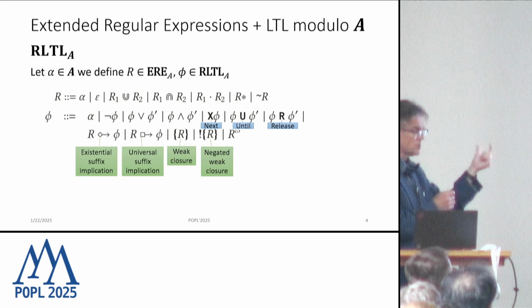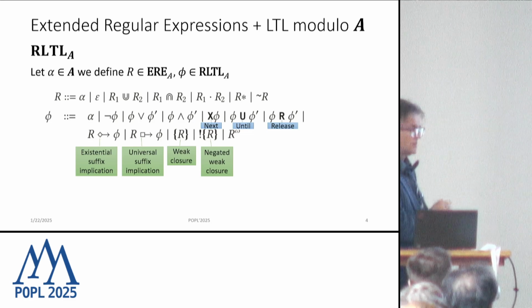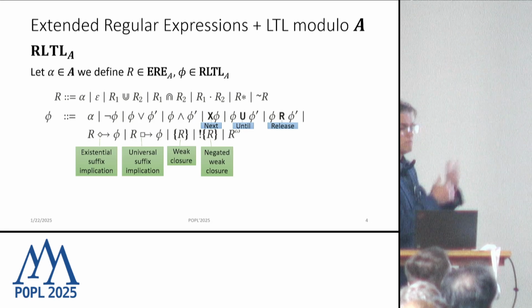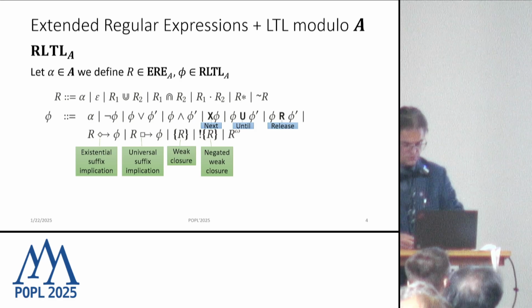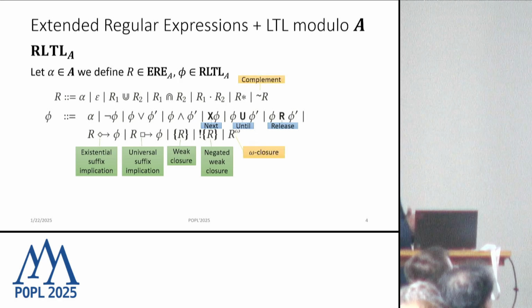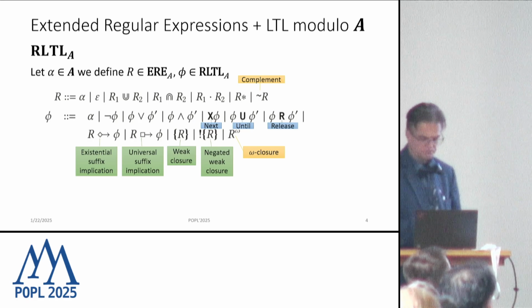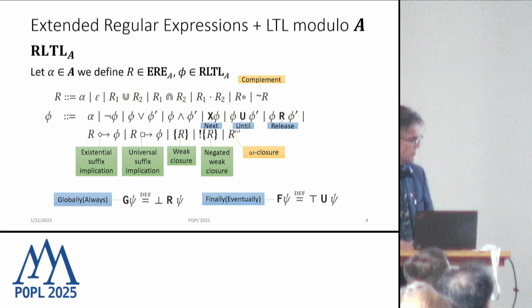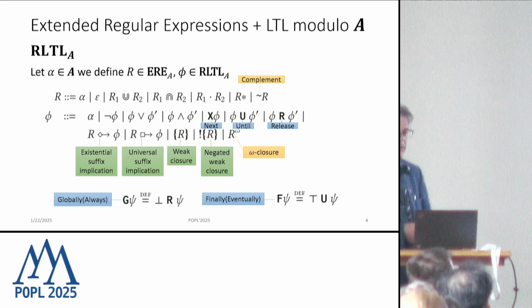And then we have the regular expression combination operators. The first two talk about the prefix of the input matching the regular expression, and the formula phi is the suffix. This is why they're called suffix implications. And then I have closure formulas, weak closure, negative weak closure. I want to draw attention to the two interesting ones, complement of regular expression and omega closure, that are typically not supported by any other formalisms. There are also, of course, the shorthands for globally and finally as usual.